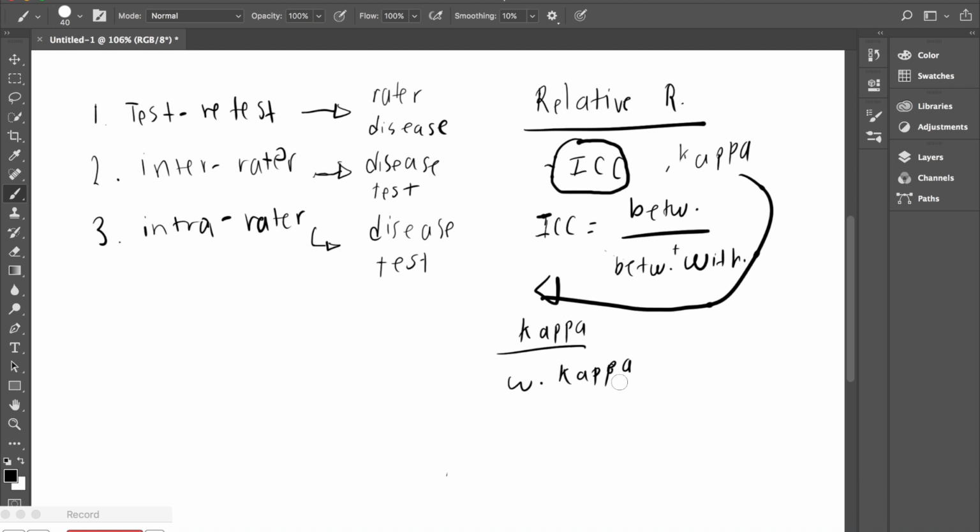Well, weighted kappa is used for some sort of categorical data. So something that might also have some sort of obvious hierarchy, for ordered categories, in other words. So for example, I could have disease that is no disease, mild disease, moderate disease, severe disease. Well, then I'm going to use a weighted kappa to report the reliability here. So that's relative reliability. Well, I also have absolute reliability.